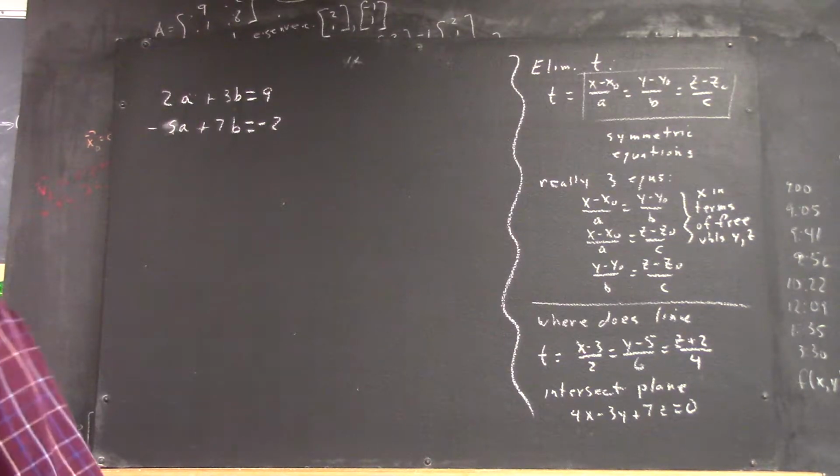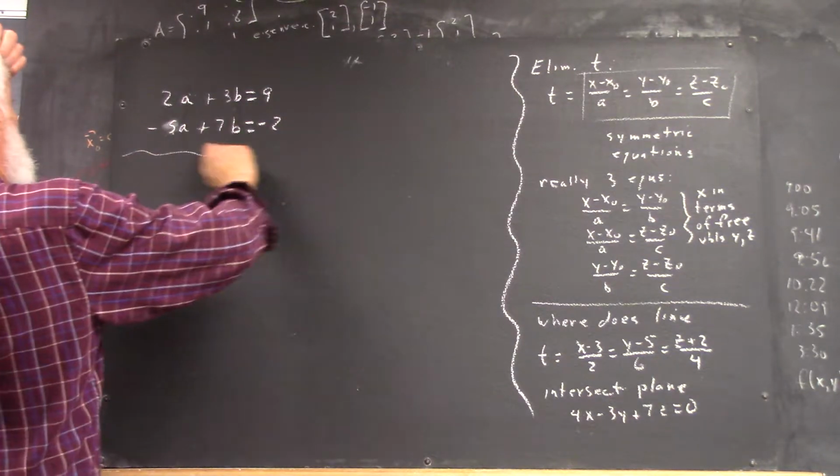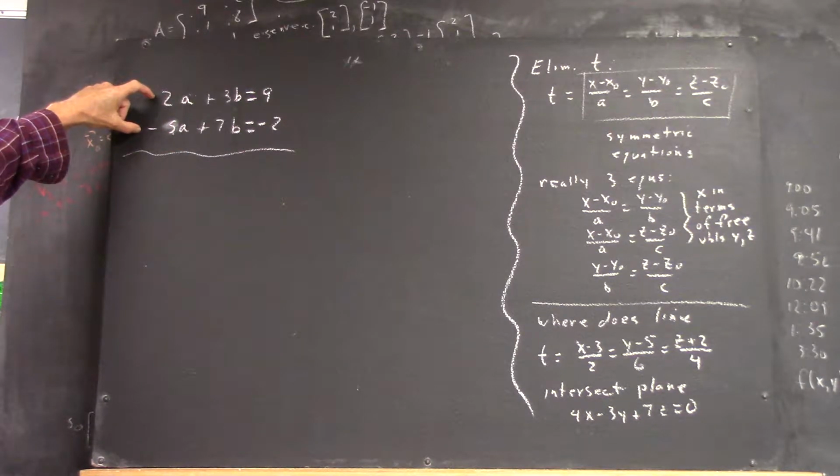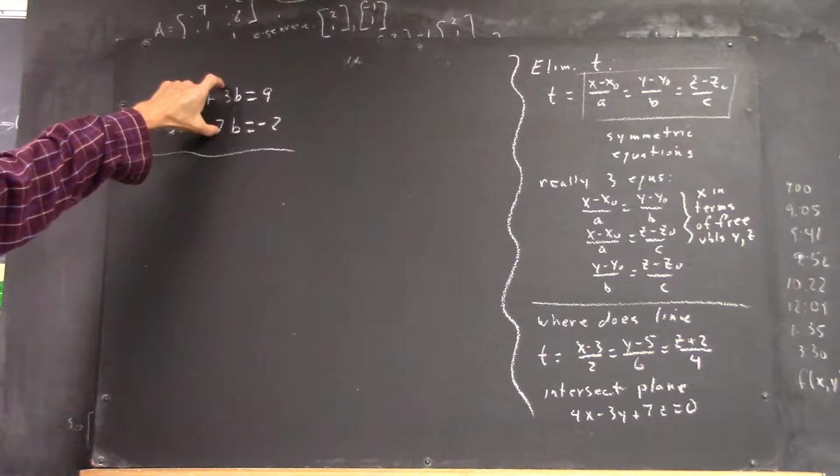Okay, so to solve these algebraically, we'll choose to get rid of a's because they have opposite signs, right? And we could have as easily chosen to get rid of the b's. It really doesn't matter, okay?